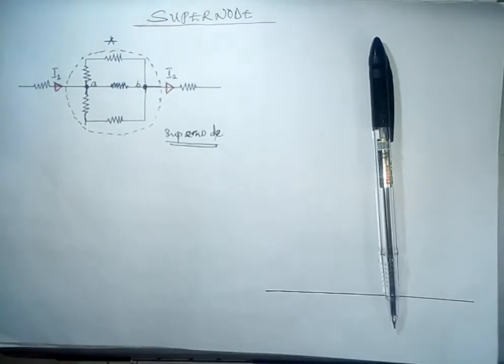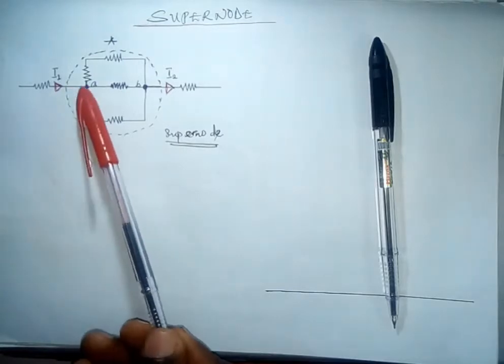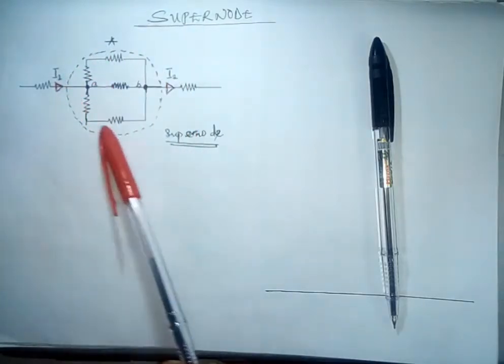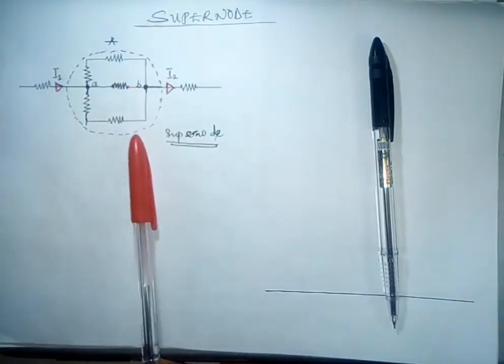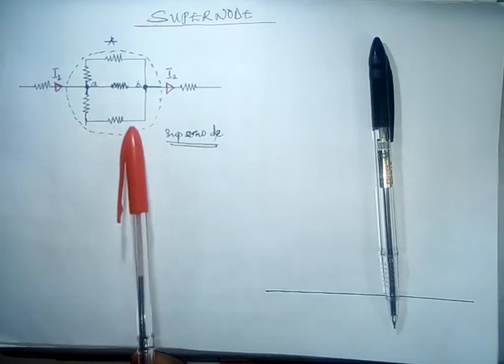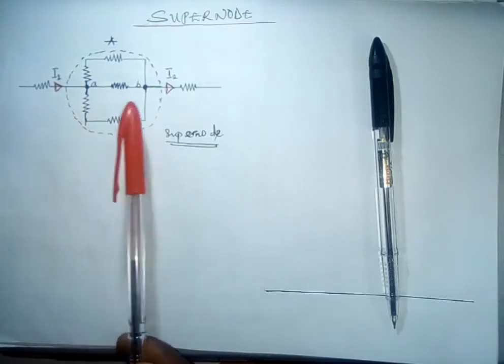The concept of a supernode can be extended to a circuit that contains several nodes and branches, like what we have here. The circuit can be treated as a supernode. That is why we call it a supernode. Like the one we have here, we have a circuit between nodes A and B in this schematic. Within this dashed circle, we can treat this as an extended node, or a supernode, which means that KCL can be applied to it.